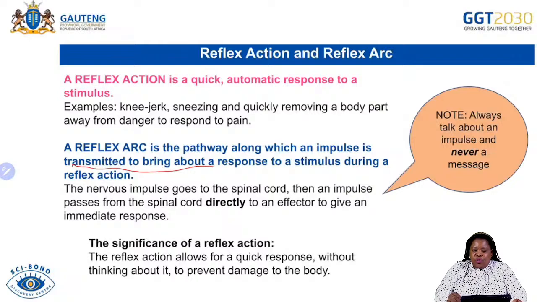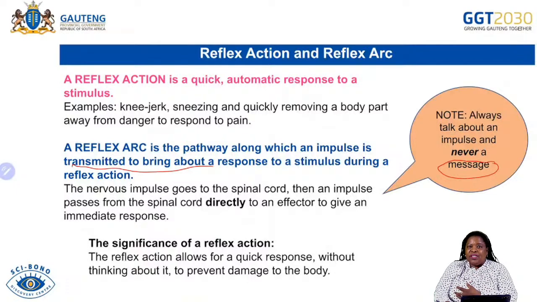Right? Now, here's a note on the side to say, remember, neurons are transmitting what? Impulses to the central nervous system and away from the central nervous system. So do not use those general words. Don't talk about messages being transmitted to the central nervous system and away. But use the scientific terms to say impulses are transmitted to the central nervous system and away from the central nervous system.